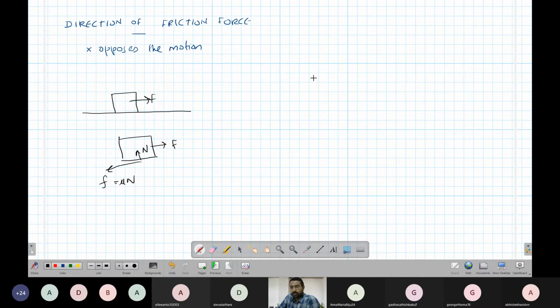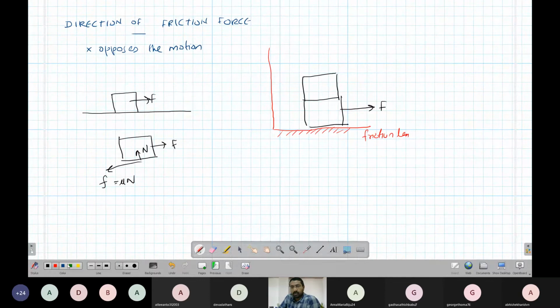Now what about if you have two boxes? I am pulling this box. We have two surfaces, a surface here and a surface here. Let's say the surface is frictionless, and I am tying this to a rope. So what is the direction of friction force on this box and on this box? How do you find it?